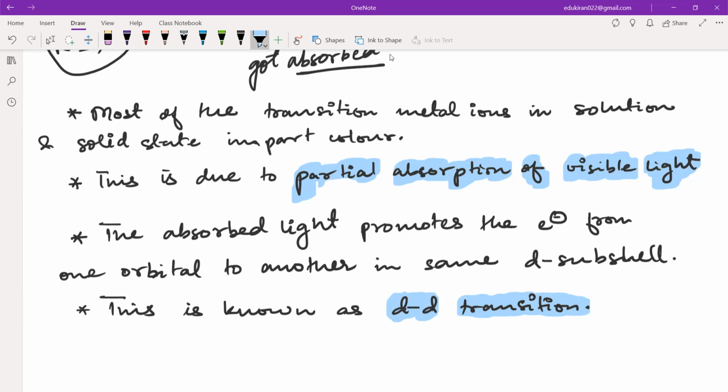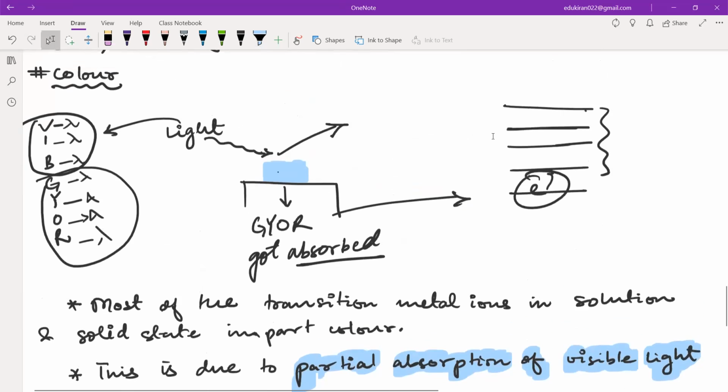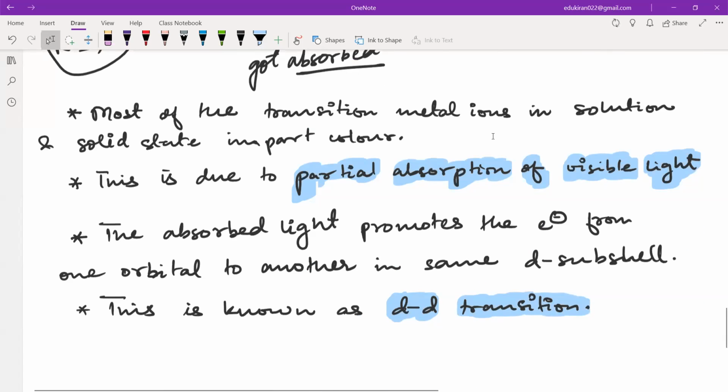So write this down. You don't have to write the above part. Just write this much, it is related to d block elements. Now, write this down. Then we'll conclude one more thing.